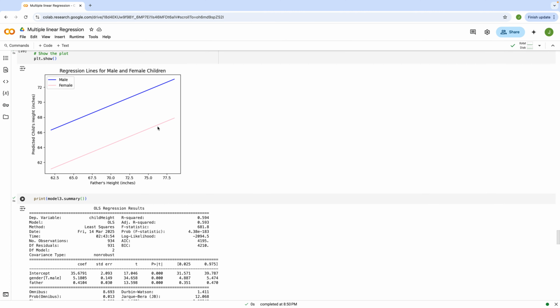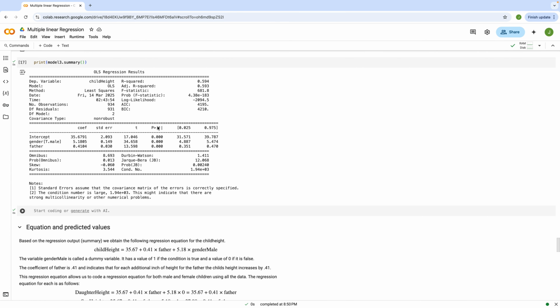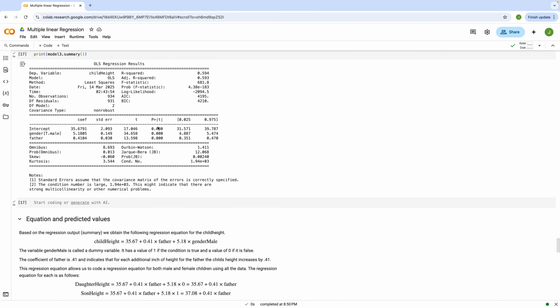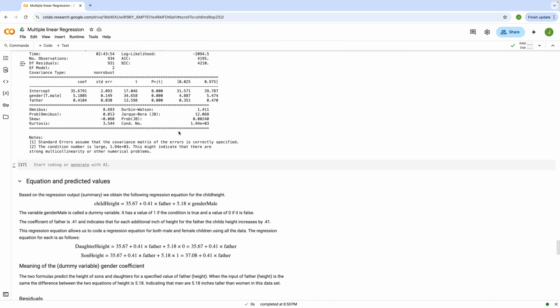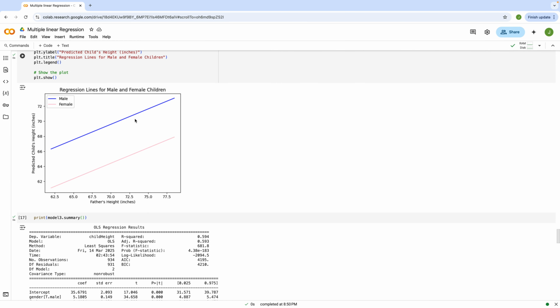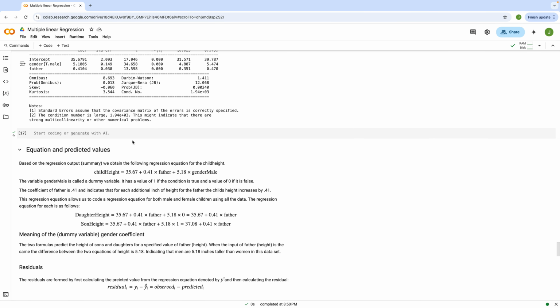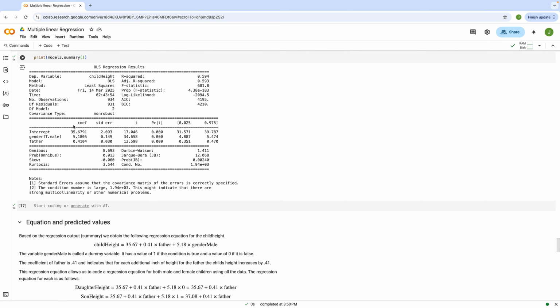momentarily, but let's talk about, we'll come back to that. Let's talk about the reason for this difference in this graph. And it comes down to writing out the regression equation. So that's why this is printed here.